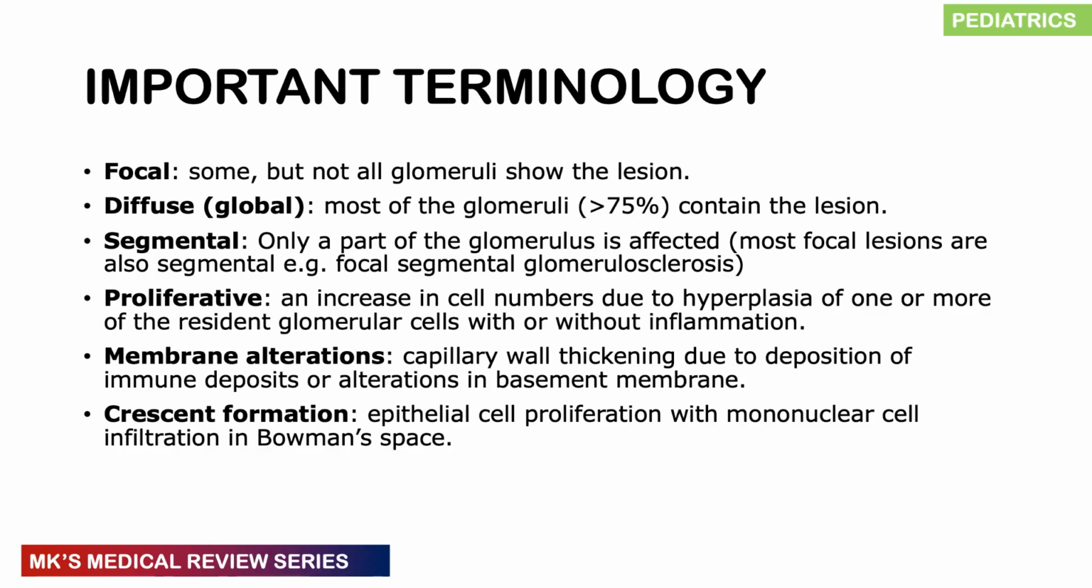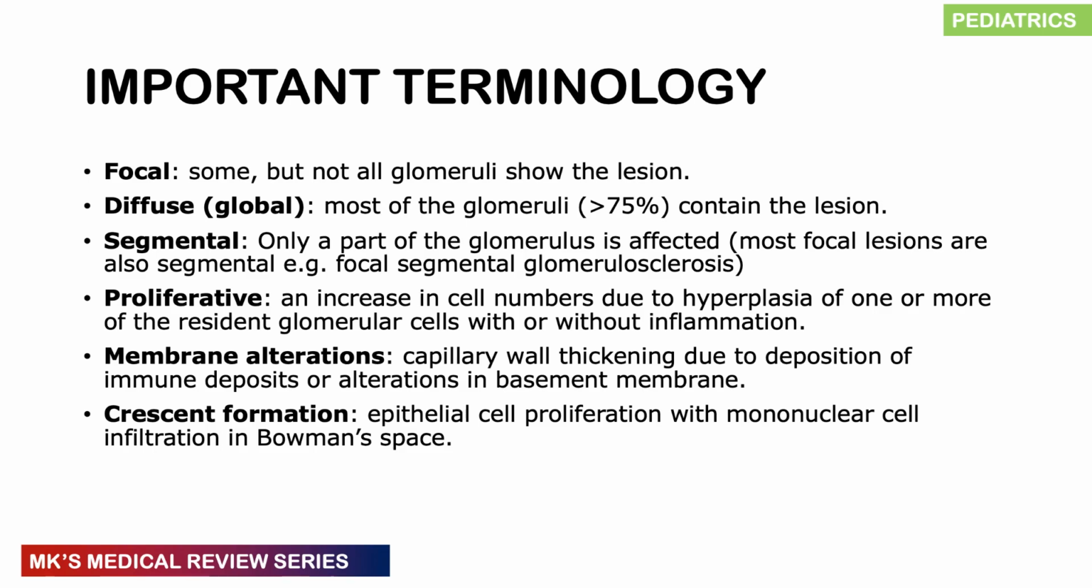Some important terminology I want you to keep in mind. When we talk about focal, this simply means that some of the glomeruli are affected, not all of them. Some of them are going to be showing the lesion. When we use the term diffuse or global, it means more than 75% of the glomeruli are going to have a lesion in the kidney. When you talk about segmental, it means only a part of the glomerulus is affected. So most of the time, if you see a lesion that we say is focal, meaning that some of the glomeruli are affected, even in those glomeruli that are affected, only a segment of them is going to be affected. So, for example, focal segmental glomerulosclerosis.